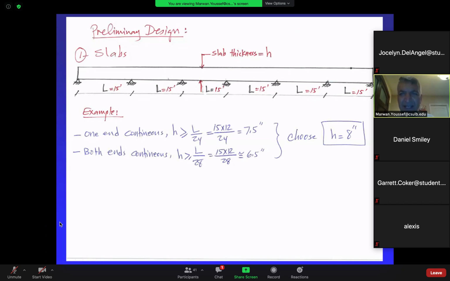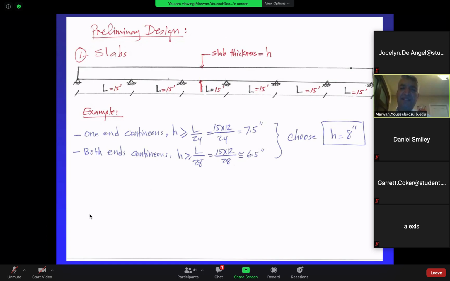So am I going to make those 7.5 and these 6.4s? No. In real life, we're going to make it all the same thickness. Which thickness am I going to use? I'm going to use the larger. So I'm going to pick the 7.5 and make it all the same thickness, because it's practical. You lay the form flat for the whole thing, and when you finish it, you want it also flat, because when you put your tiles, you don't want to go up and down, right?